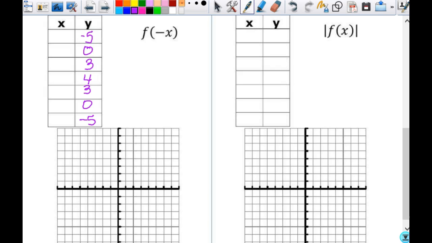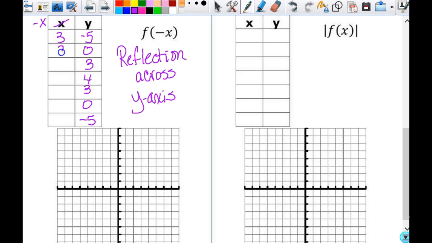Multiplying by a -1. So this is a what? What is this? A reflection in what? y. So it's the reflection across the y-axis. So I multiply all my x values by a -1. So this becomes -x. It's going to be 3, 2, 1, 0, 1, 2, and 3.